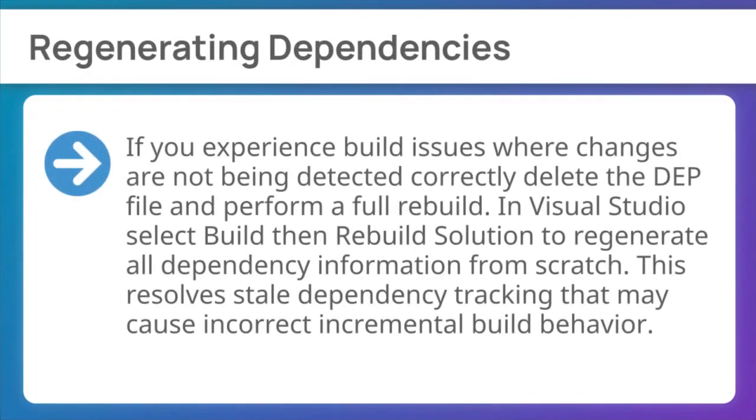Next, regenerating dependencies. If you experience build issues where changes are not being detected correctly, delete the DEP file and perform a full rebuild. In Visual Studio, select Build then Rebuild Solution to regenerate all dependency information from scratch. This resolves stale dependency tracking that may cause incorrect incremental build behavior.